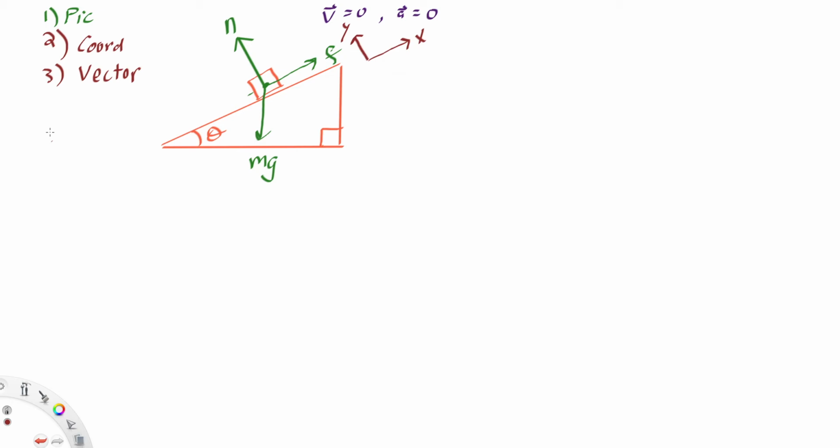So let's break down these three vectors then. Given the definitions for the coordinates that we've just made, the normal force is only in the y direction. And the frictional force is only in the x direction.